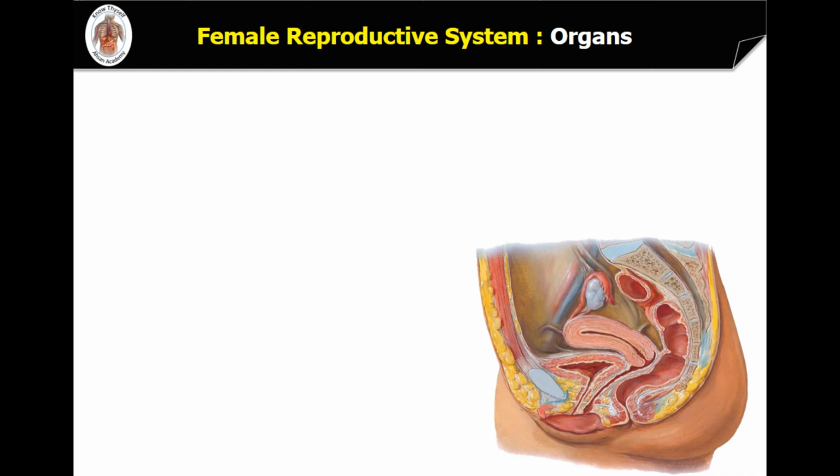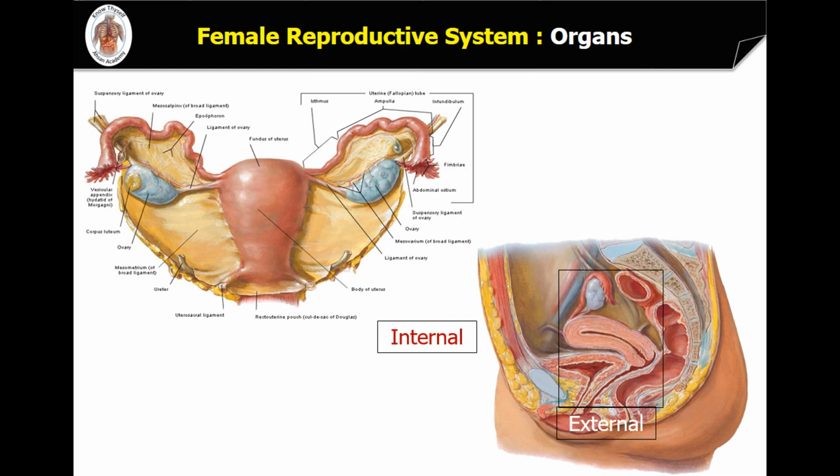For the reproductive process in the female, there are several organs, and they may be external and internal. The internal organs include the vagina, that is the lower part, and then within the true pelvis lies the uterus. This is the uterine tube, and this is the ovary. Together these comprise the internal reproductive organs of the female.